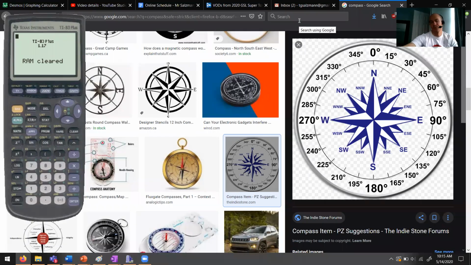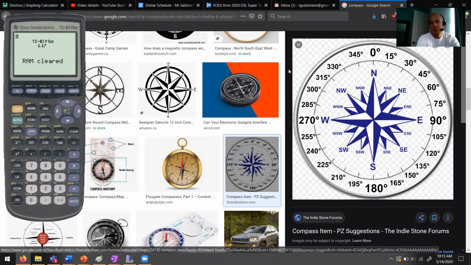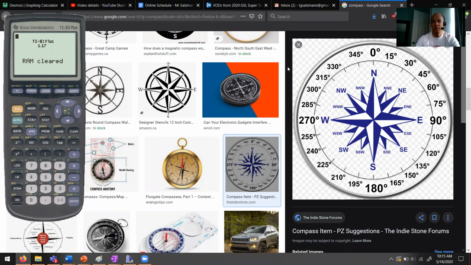Howdy there, kids. So what you're looking at right now is a compass. I went to Google and searched up compass, and this is what I found. This was my favorite picture, so here it is. This one actually shows pretty clearly what I'm trying to get at.